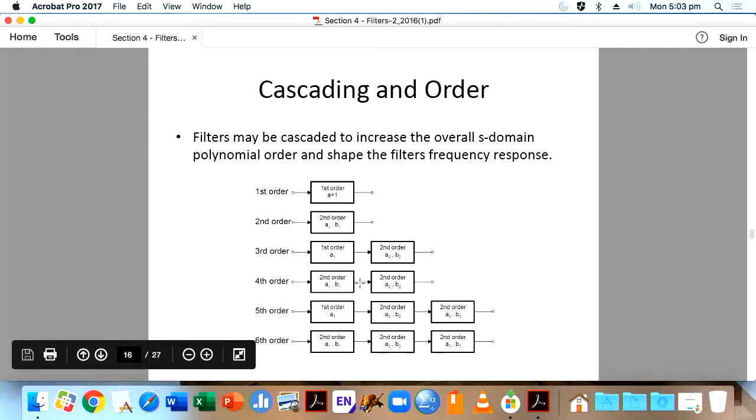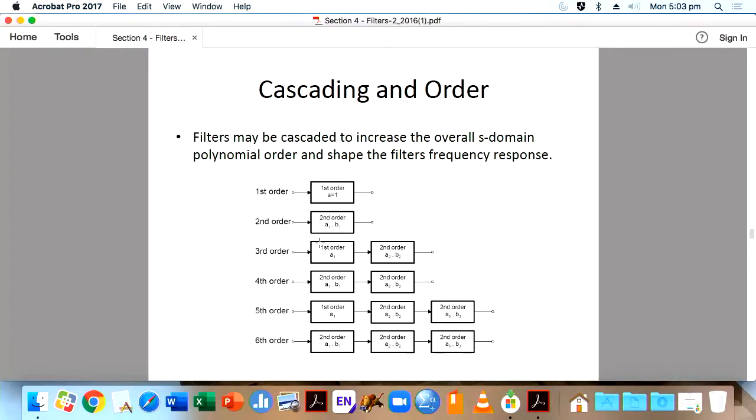Then fourth order, two second order stages. When you have fifth order, they will be connecting a first order filter here, a second order filter here, and a second order filter here. This way is much better in terms of getting a sharper transition region. Sixth order, there is no confusion. So fifth and third, you have to be careful. If you are making a third order filter, you have to connect first the first order filter. That may be simply R and C. Then you have an op amp based second order filter.